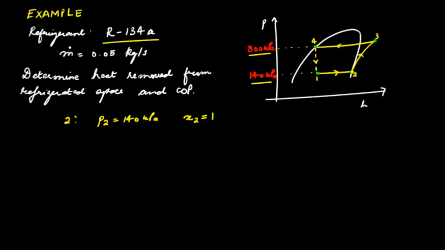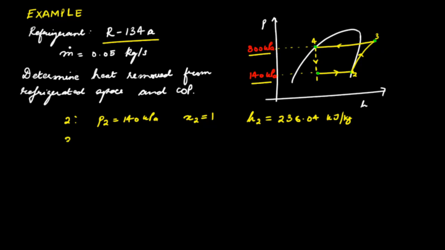So we know the pressure and quality, and we can look up at the tables, and from the tables we get the enthalpy at state 2 as 236.04 kilojoules per kg. So typically you'll have tables for the saturated states and for superheated and subcooled states, and this data you can get from the table for the saturation states.